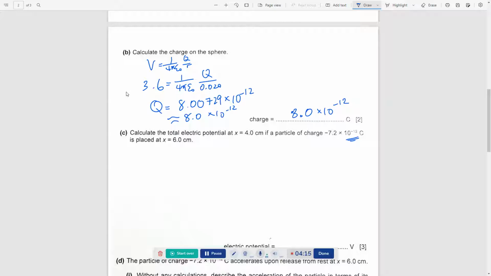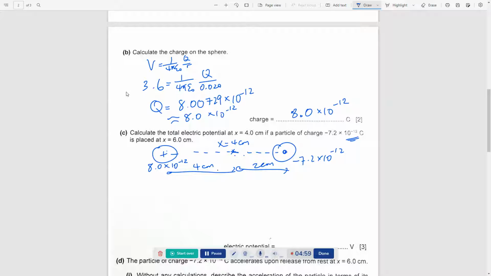Next one, calculate the electric potential at 4.0 cm if a particle of this charge is placed at 6 cm. In other words, now we have one positive sphere of 8.0 times 10 to the power of minus 12 coulombs, and this point is 4 cm away. At this point, we are going to get a negative particle, negative 7.2 times 10 to the power of minus 12. You are supposed to calculate the potential at x equals 4. Here it's going to be 2 cm, and here it's going to be 4 cm.